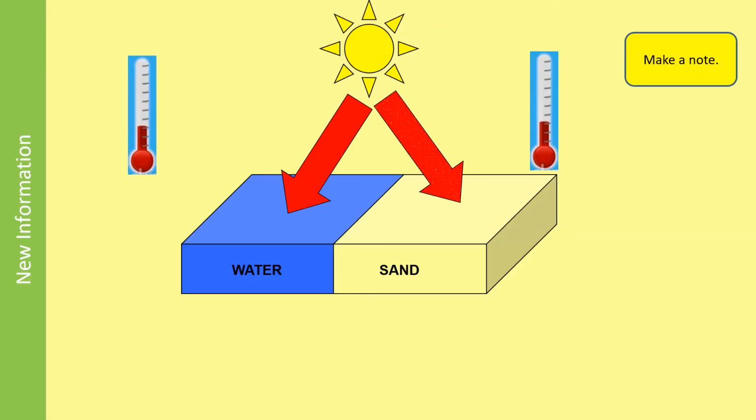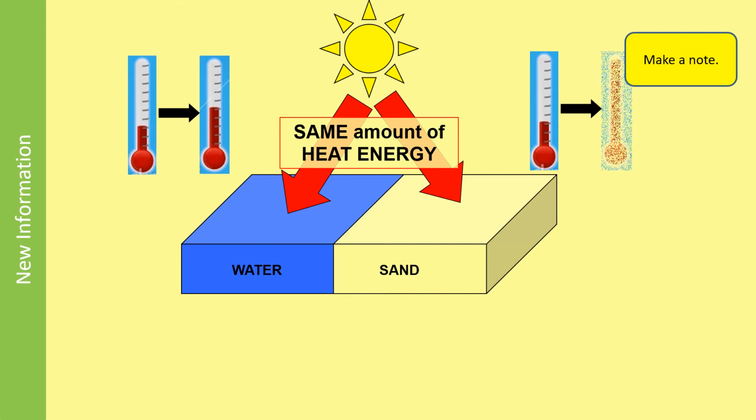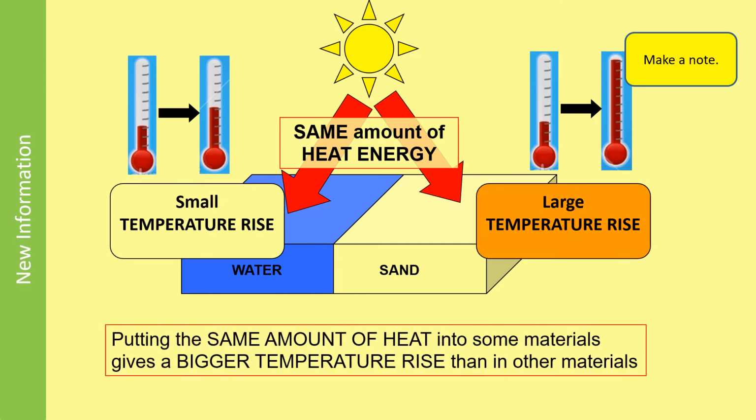Well, the answer refers to something called heat capacity. Different materials have a different property called heat capacity. Putting the same amount of heat into some materials makes their temperature rise more than in other materials. And in our case, the sand has a small heat capacity, so it starts to rise in temperature quite quickly, whereas water has a very large heat capacity. It will take the same amount of energy and the temperature will only rise a very small amount. So that is heat capacity.